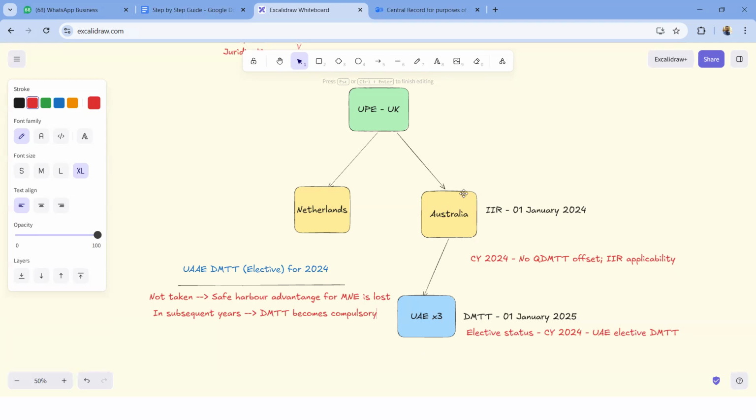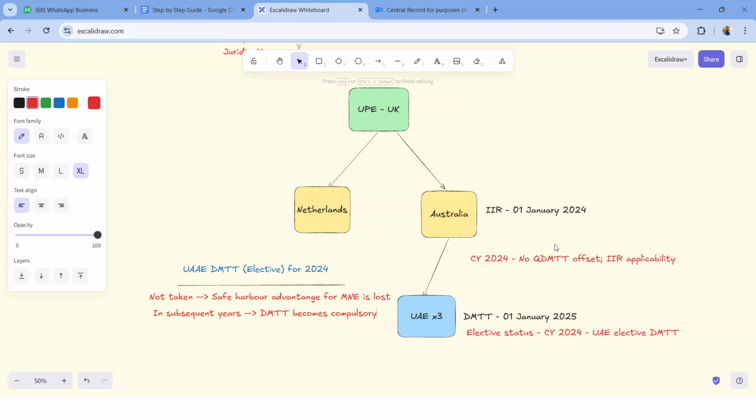Okay, so here at this juncture in 24 CY, this group can take a call whether I will pay Australian IAR or I will pay elective UAE DMTT. Okay, if you choose not to take the elective DMTT, then you will lose your safe harbor completely. And this would be approved elective DMTT only if in the subsequent years DMTT becomes mandatory. It's only for the transitional year that we are looking at things. So did you understand what is an elective and transitional and qualified?